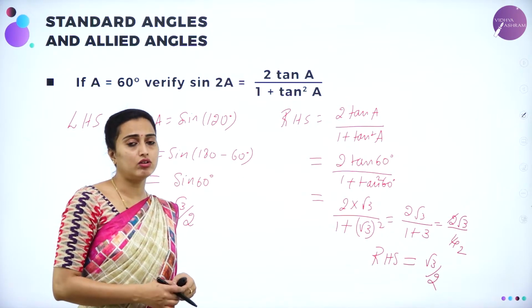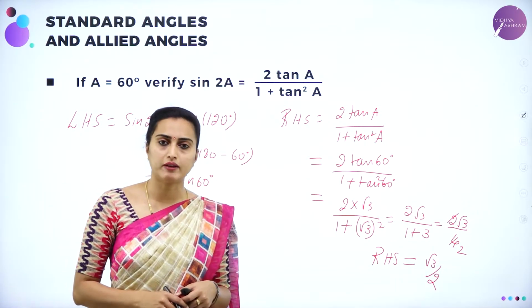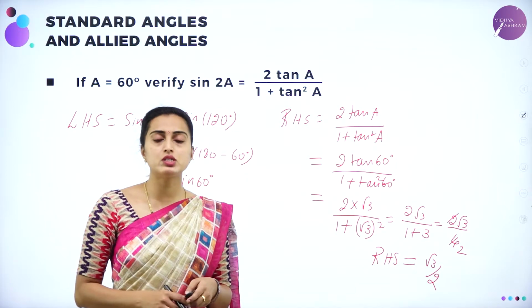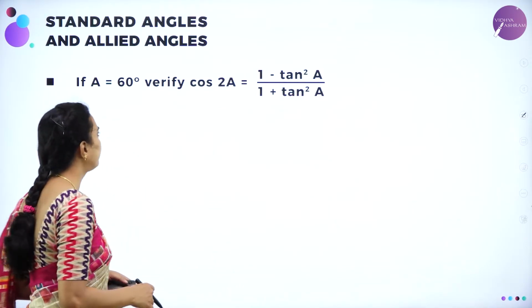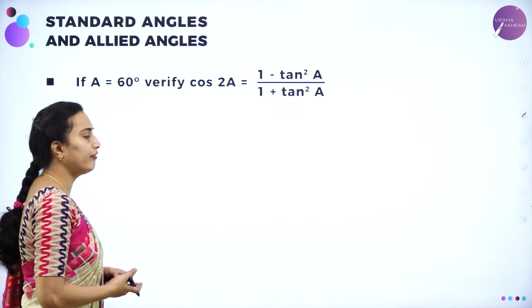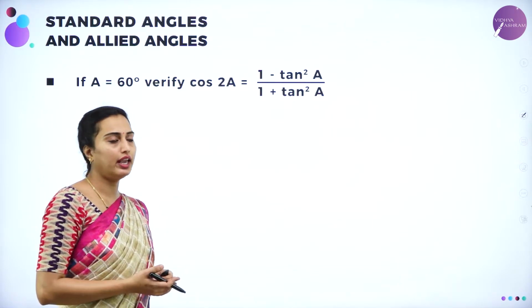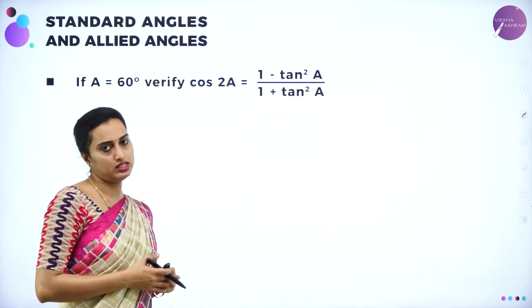Therefore, I can write sine 2A in terms of 2 tan A divided by 1 plus tan squared A. Understood? I hope you got this one. We'll move on to the next one. What they've asked: if A is equal to 60 degrees, verify cos 2A is equal to 1 minus tan squared A divided by 1 plus tan squared A.